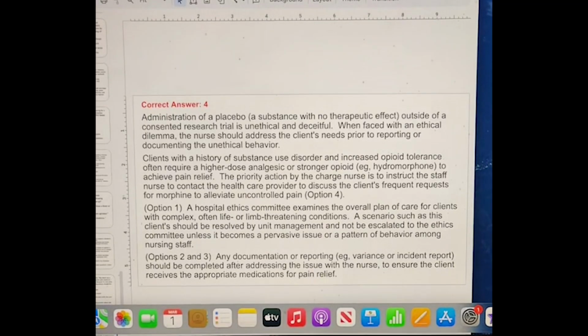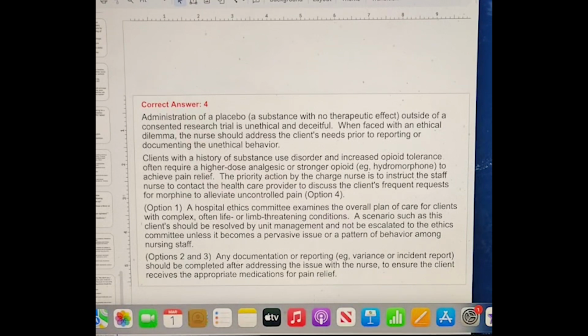And the answer is number 4. Administration of a placebo, a substance with no therapeutic effect, outside of a consented research trial is unethical and deceitful. When faced with an ethical dilemma, the nurse should address the client's needs prior to reporting or documenting the unethical behavior. Clients with a history of substance use disorder and increased opioid tolerance often require a higher dose of analgesic or stronger opioids such as hydromorphone, right, to achieve pain relief.